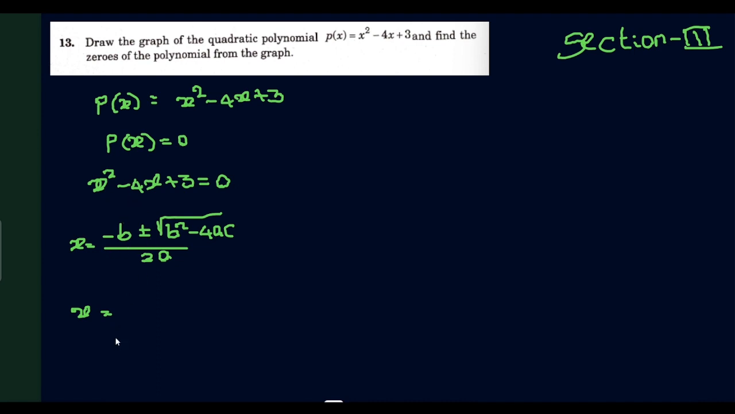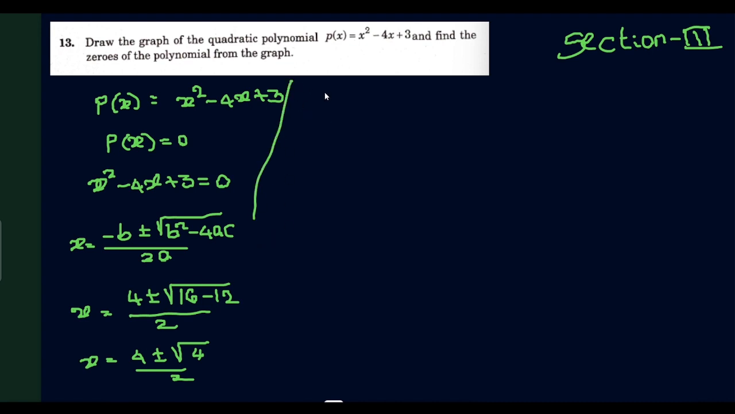b is anyway minus 4. So minus b is 4 plus or minus the square root of b square, that is 16 minus 4 into a into c, so that is 12, by 2 into 1. Okay, so x is equal to 4 plus or minus 2, by 2, right? So positive and negative.